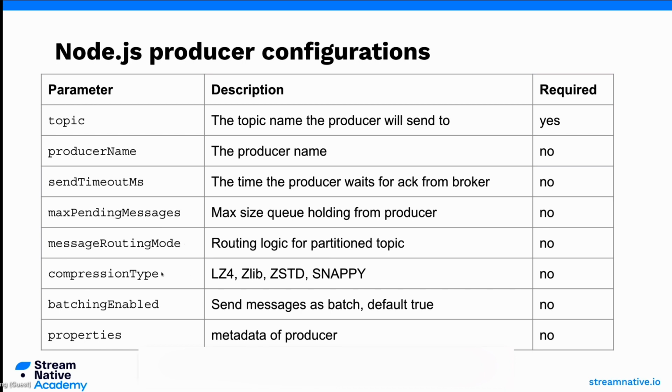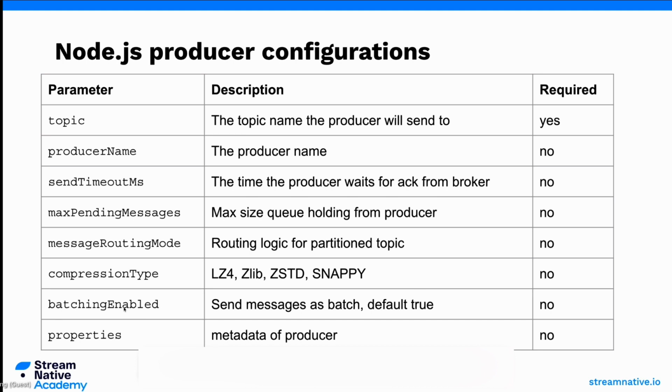Compression type, right? By default, the producer needs to specify if you want to compress the message to save message size. So you can specify on the producer configuration what kind of algorithm you use. Right now, we support LZ4, ZSTD, or Snappy, right?